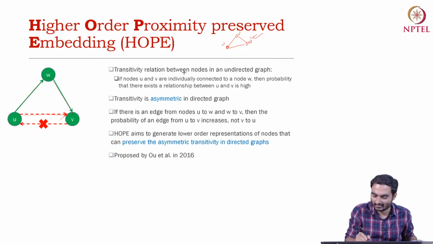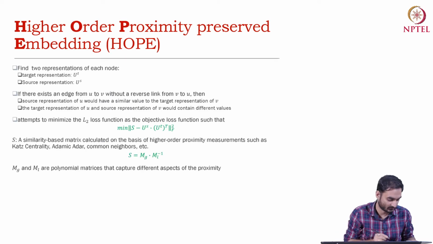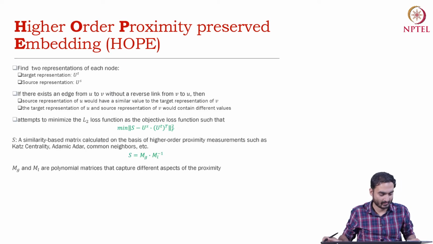Transitivity between nodes in an undirected graph is symmetric, but it is asymmetric in a directed graph. If there is an edge from node U to W and W to V, then the probability of an edge from U to V will increase, but not the other way around. So, the HOPE algorithm aims to generate lower order representations of nodes that can preserve the asymmetric transitivity in directed graphs. This is the overall idea, and it was proposed in 2016 in KDD.